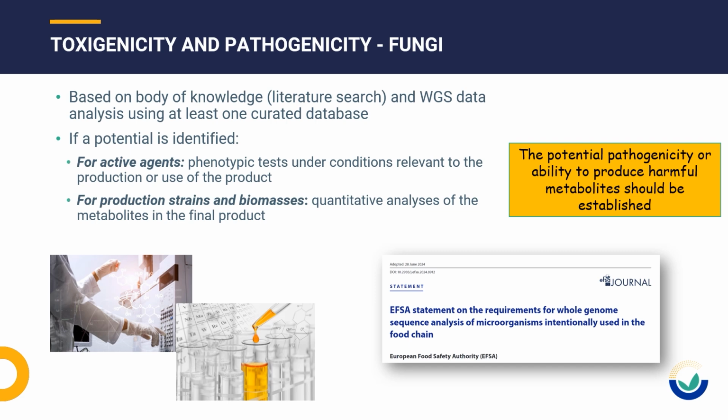The assessment of the pathogenicity and toxigenicity in the case of fungi should be based on the available body of knowledge and a whole genome sequence-based analysis using, again, at least one curated and up-to-date database. When the data indicate a potential of the strain under assessment to be pathogenic or toxigenic, further analysis might be needed. In the case of active agents, phenotypic tests should be conducted under conditions mimicking the production or use of the product. In the case of production strains and biomasses, quantitative analysis of the metabolite of concern should be conducted on the final product.